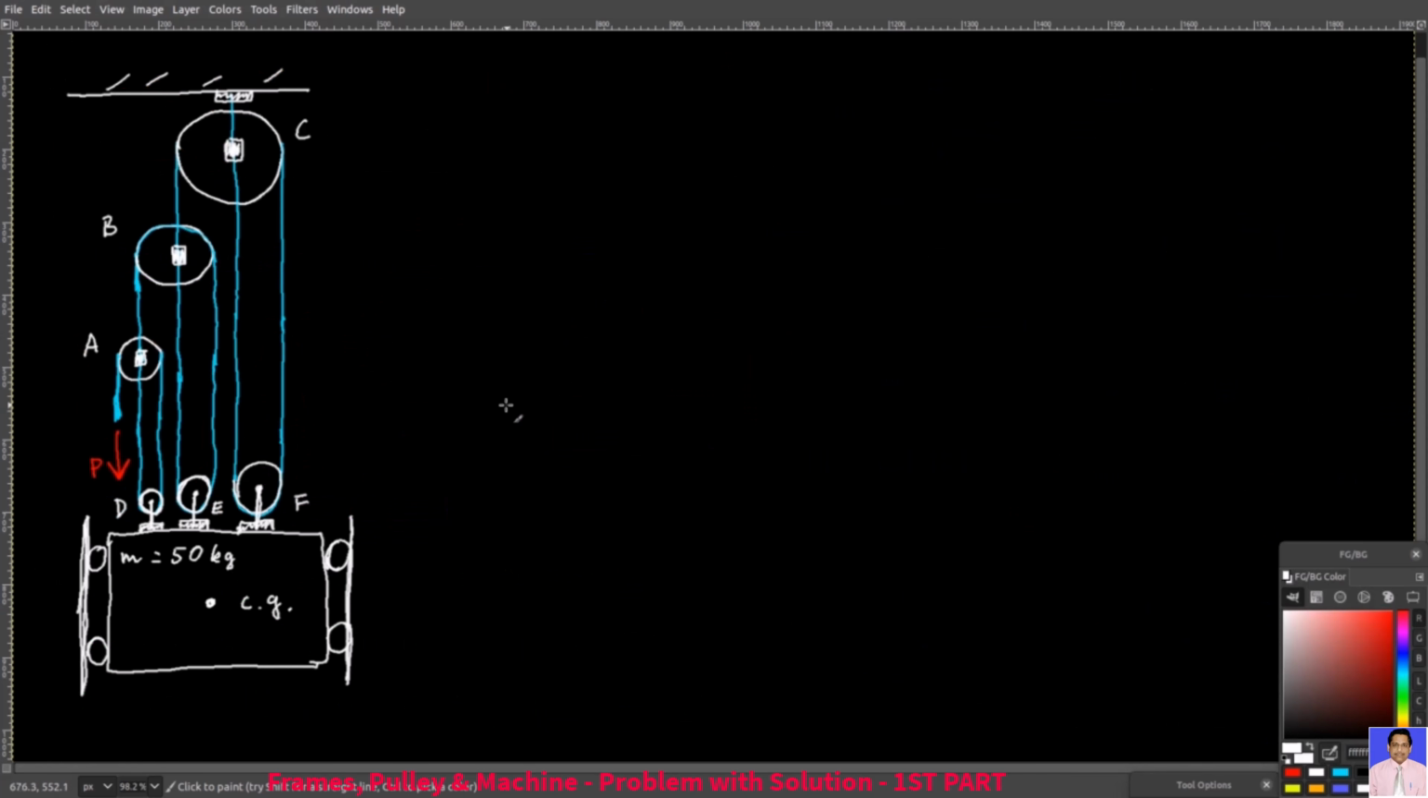I have a pulley system here. It keeps a small cargo elevator in equilibrium. The mass of this elevator is 50 kilograms. Its center of gravity is the center of the elevator. You can neglect the weight of the pulleys and the cables.